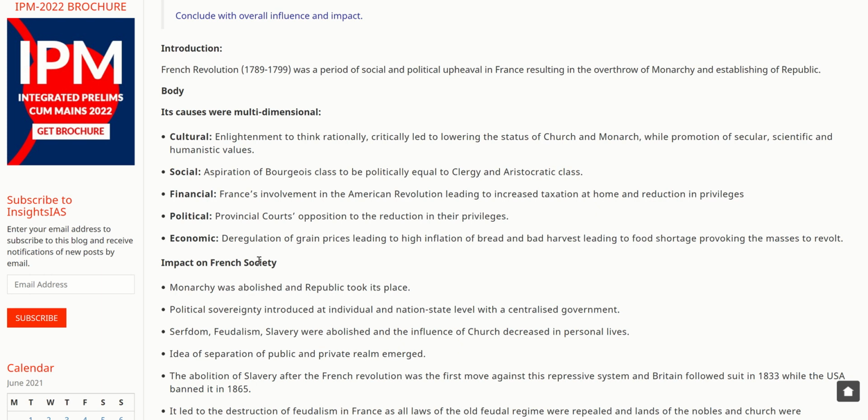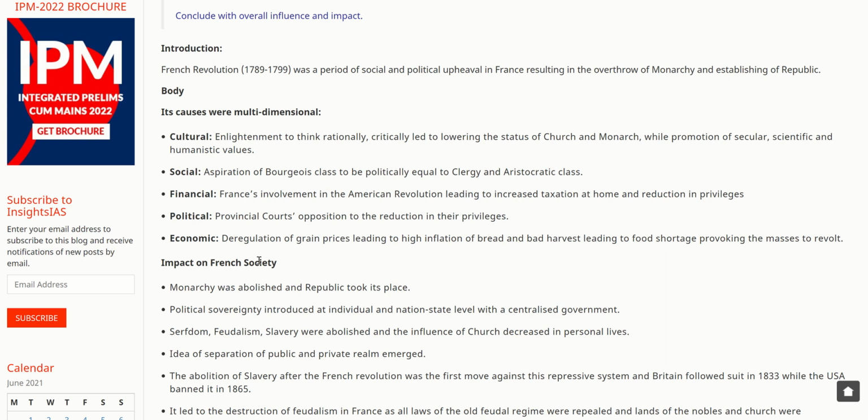Cultural: enlightenment to think rationally and critically led to lowering the status of church and monarch, while promoting secular, scientific, and humanistic values. All this while there was more importance to the church and the Jesuit. Now they started looking at things rationally, and they started understanding that self realization was actually instant in every individual. They started thinking for themselves, and they started understanding things logically.